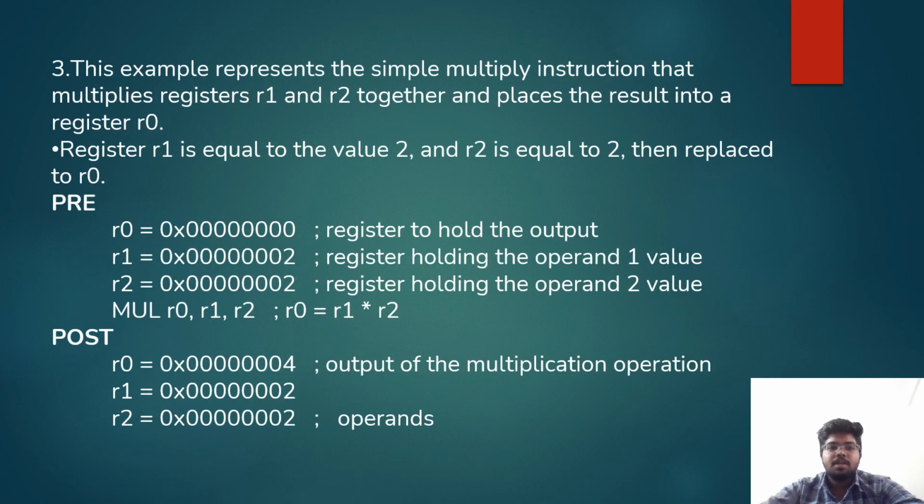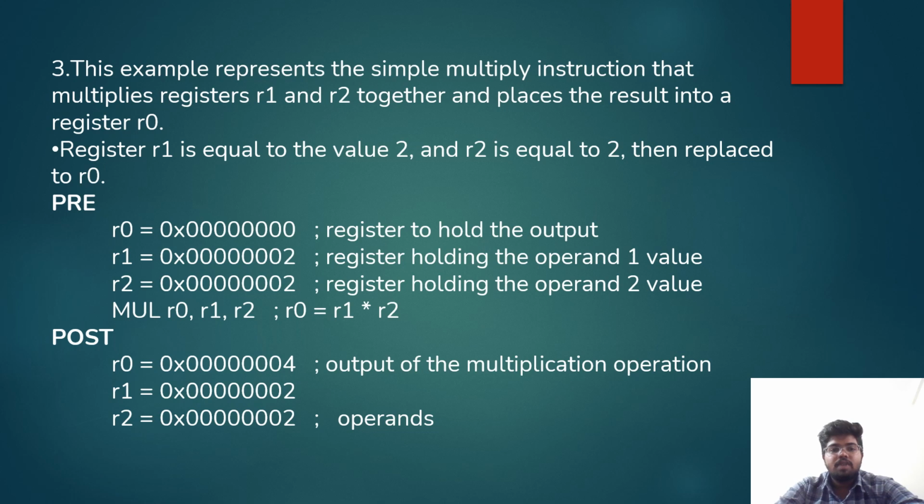Another example represents a simple multiply instruction that multiplies registers R1 and R2 together and places the result into register R0. Register R1 is equal to the value 2 and R2 is equal to 2. R0 is equal to the 32-bit value 0x00000000, a register to hold the output. R1 is equal to 0x00000002, the register holds the operand 1 value. And R2 is equal to 0x00000002, the register holds the operand 2 value.